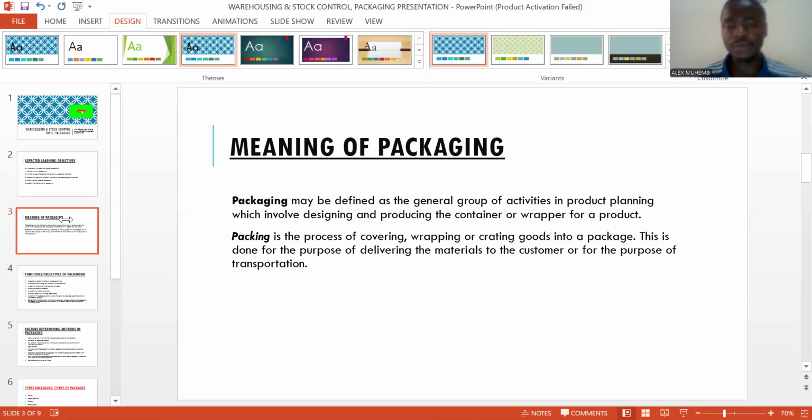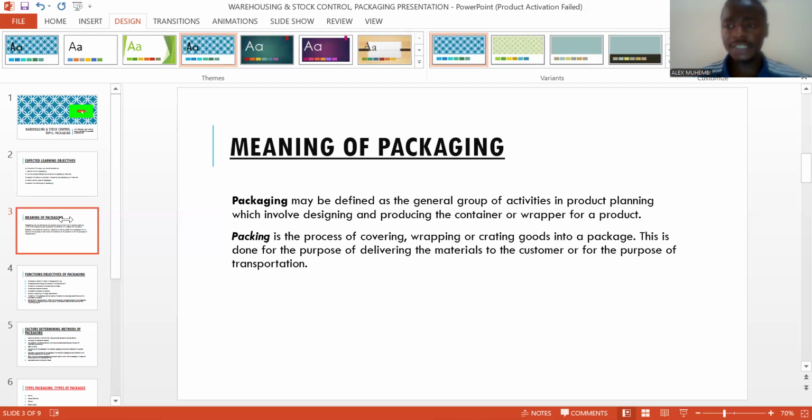It is good for us to understand what packaging is. Packaging may be defined as the general grouping of activities in product planning which involve designing and producing the container or wrapper for a product. So it involves designing, and after designing, you produce the container or the wrapper for a product. That is what we call packaging.